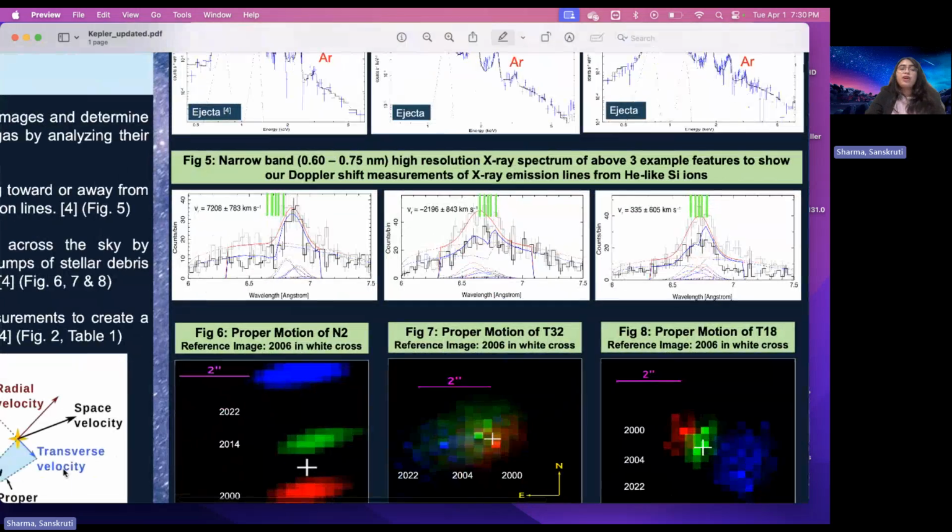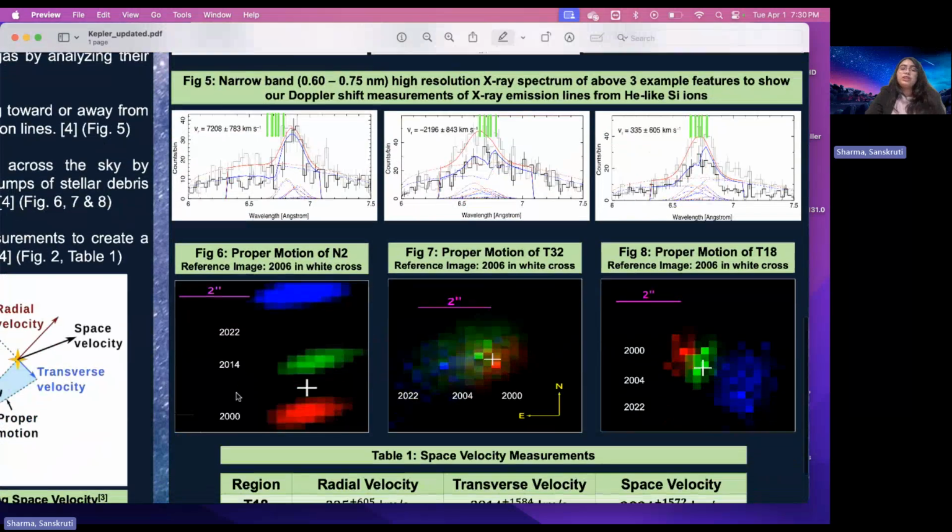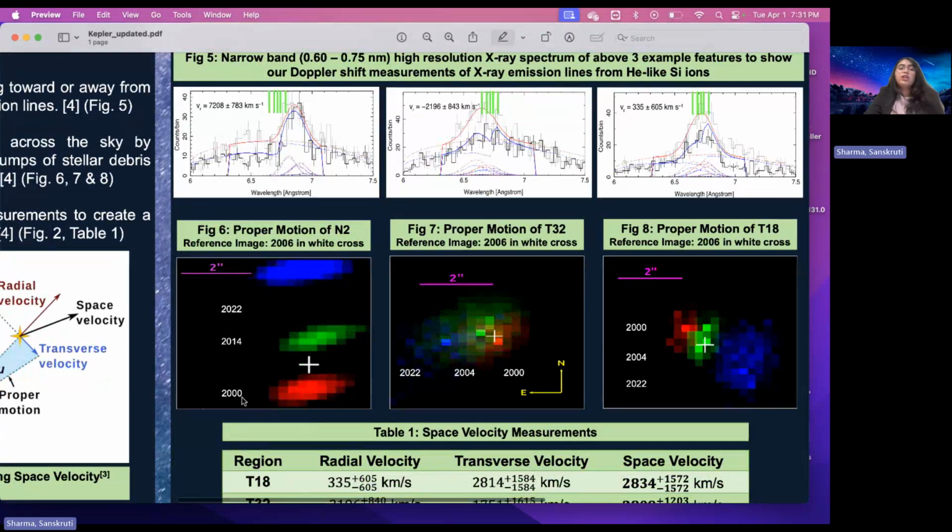Now the next step is finding the transverse component. So we track the motion of these regions across the plane of sky through imaging data. We see that in the year 2000, N2 was here in red, but in 2022 it has shifted upwards, represented in blue. The shift in this position gives us the transverse velocity.